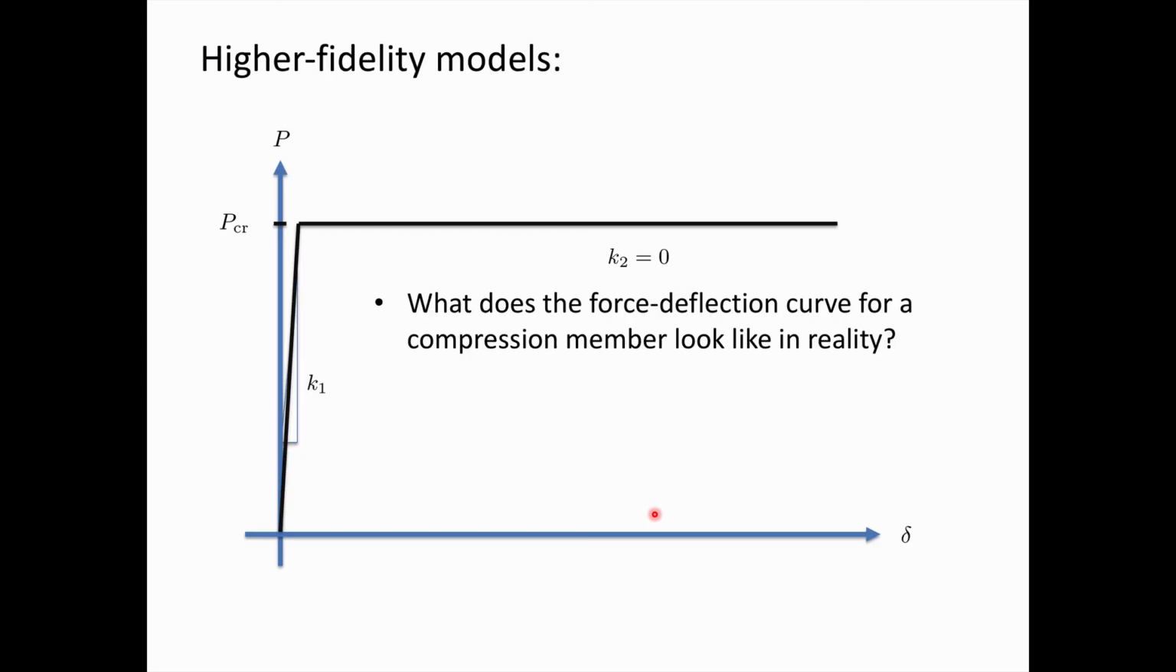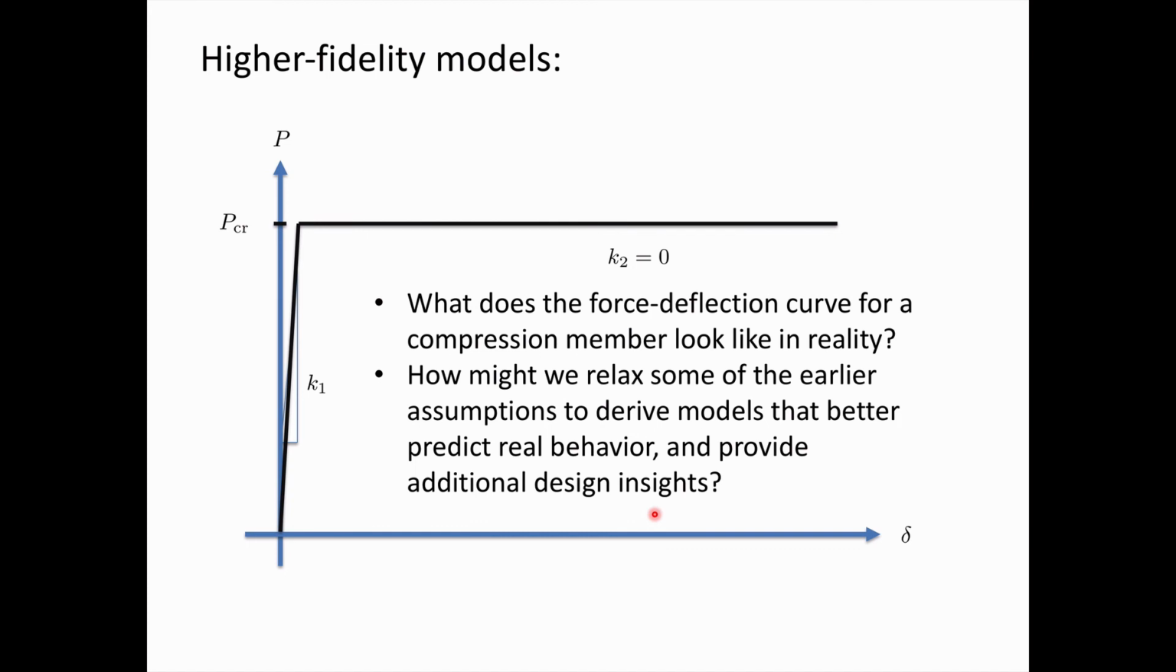We're going to look at higher fidelity models. We're going to address this question: what does the force deflection curve actually look like for a compression member as we increase the value of deflection? And just in general, how might we relax some of these earlier assumptions that we made in deriving these models, where we use this nice linear second-order differential equation? How are we going to predict real behavior and obtain additional design insights?